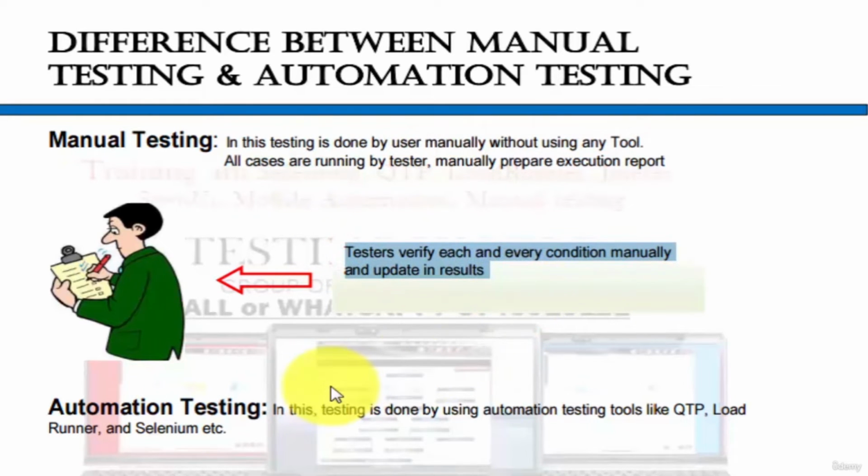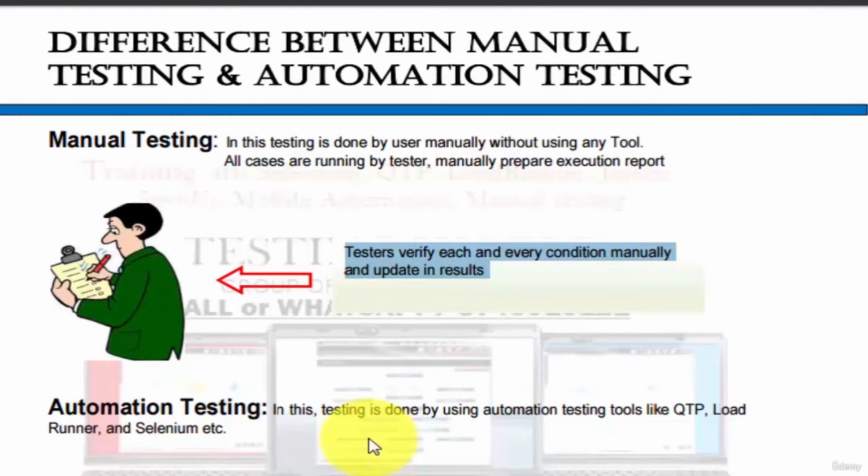But in case of automation testing, we are using an automation tool. Whenever we are going for automation testing, first of all, we have to create an automation script. It's a one-time effort. Once automation scripts are created, then we can use the same script to test the application again and again. So here we have seen the difference between manual and automation testing. That's all we have for this session.